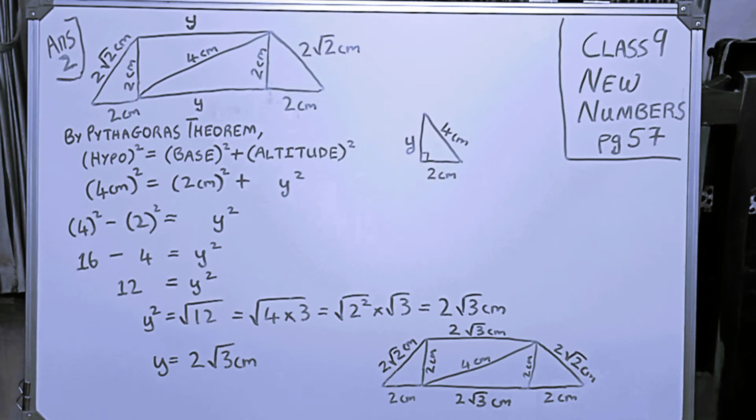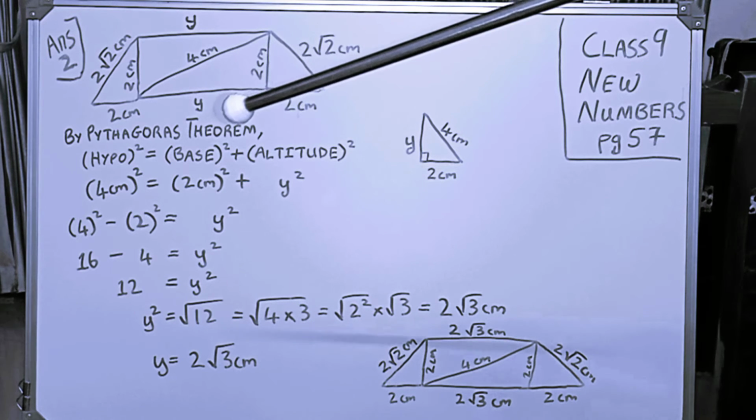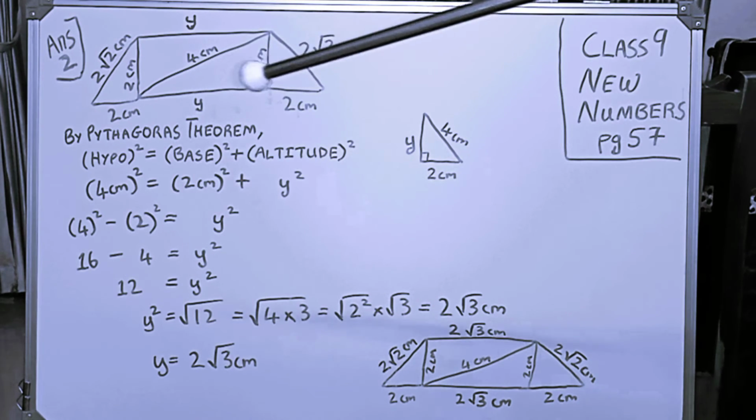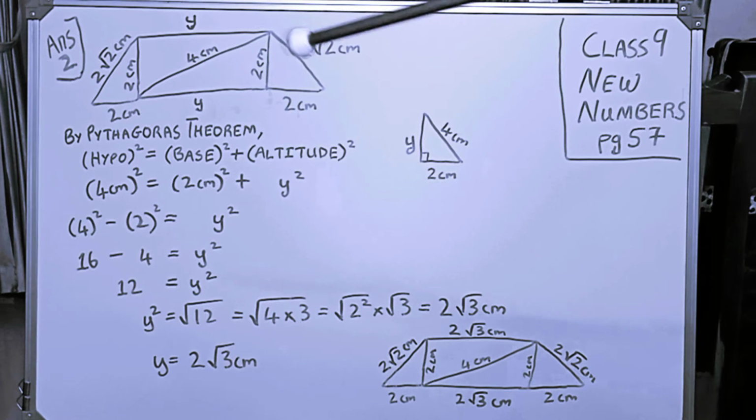So previously we had seen how we got 2 root 2. So this hypotenuse is 2 root 2. This we had found out previously. Now this side we don't know. We have put it as y, because this we have found out to be 2 root 2.